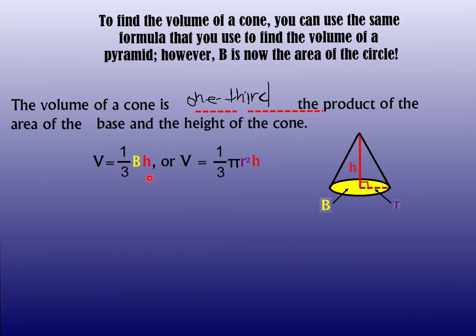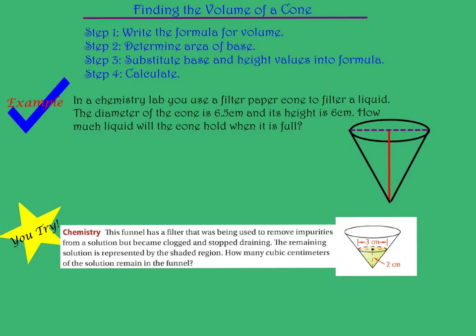So here's our formula that we can use, but keep in mind that base, it's referring to the area of the base, and in a cone, the base is a circle. So we can replace B with pi r squared. So it's going to be 1/3 pi r squared times h. And that's how we find the volume of a cone.